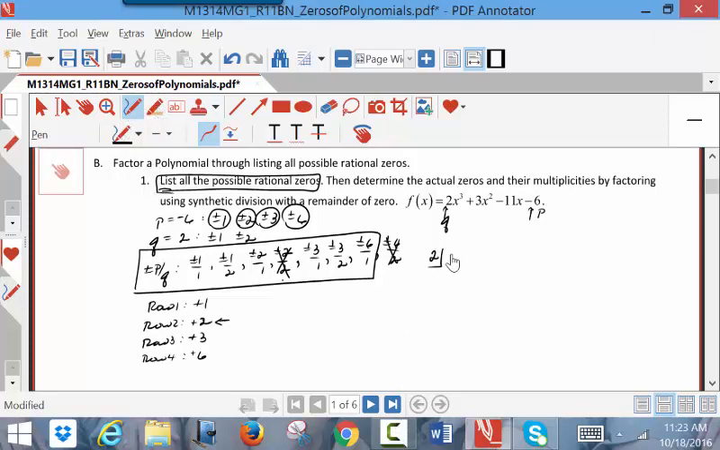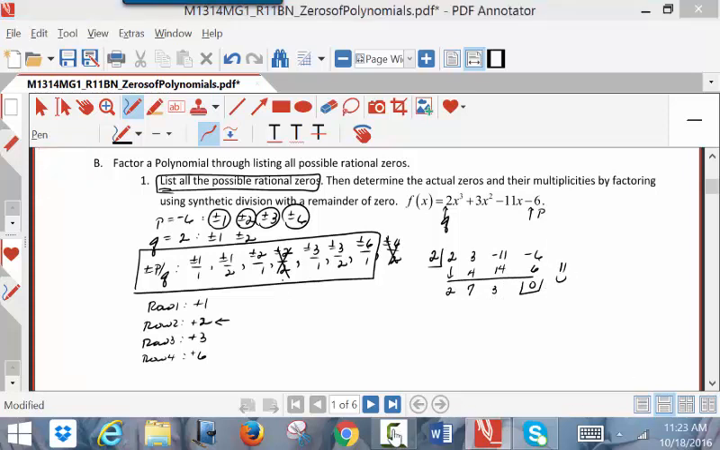Okay, so if 2 works, I put the 2, the 3, the negative 11, and the negative 6. Bring the 2 down. 2 times 2 is 4. Add. 2 times 7 is 14. Add. 2 times 3 is 6. And yes, this makes us very happy. My remainder is 0.